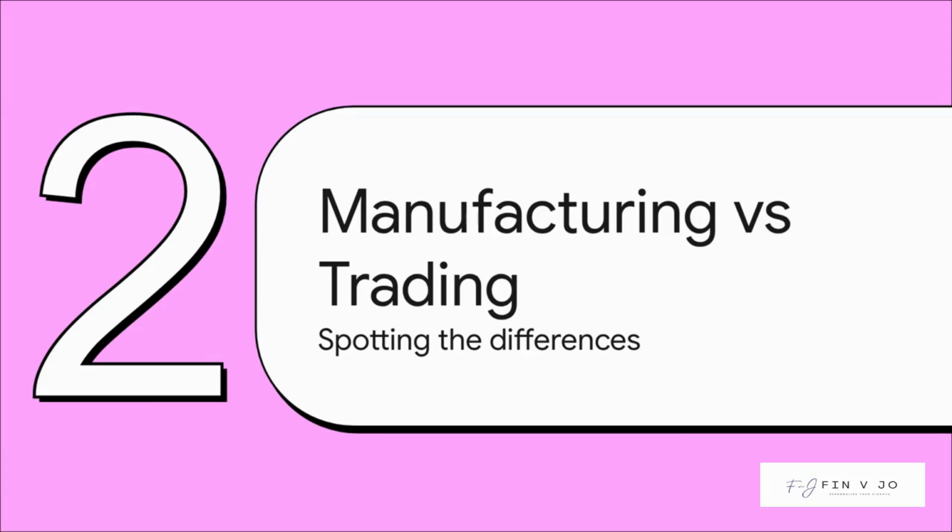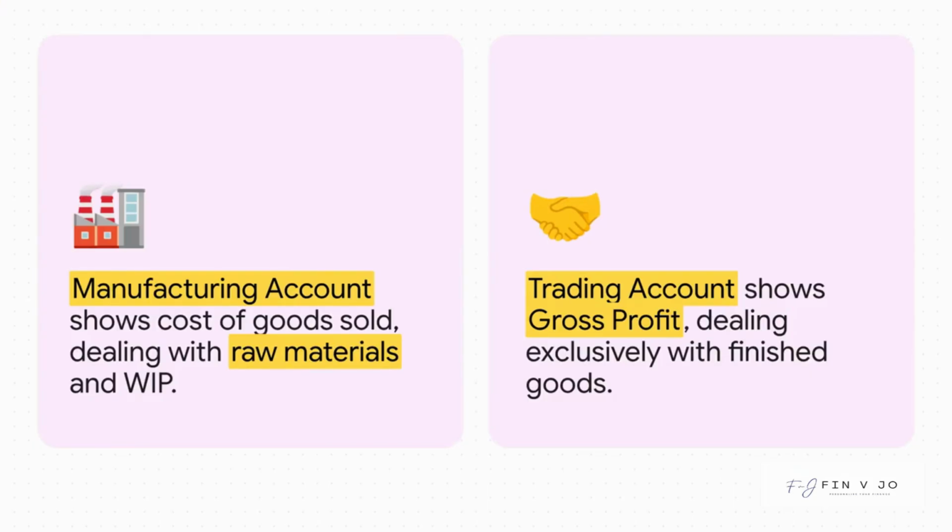Moving on to Section 2. Manufacturing versus trading accounts, spotting the differences. If you're taking notes, definitely star this, because it's a major key for your exams. The manufacturing account is entirely focused on the creation phase. It deals strictly with raw materials and unfinished goods, also known as work in progress, to pinpoint your final cost of goods sold. The trading account, on the other hand, picks up exactly where the manufacturing account leaves off. It deals exclusively with finished goods.